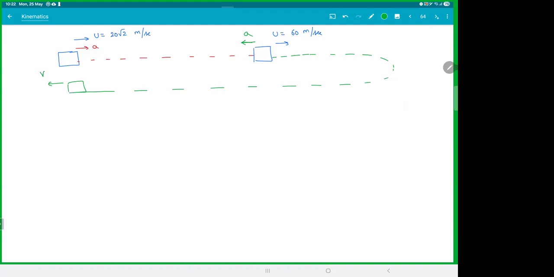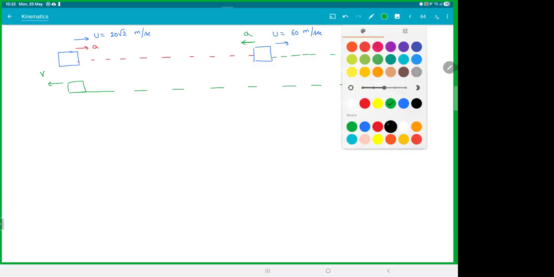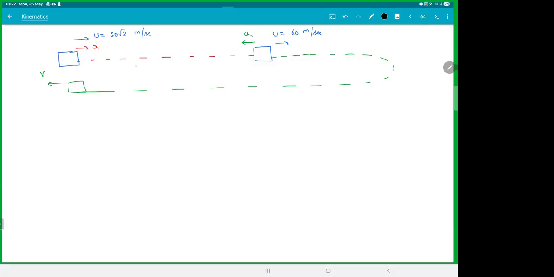This was the picture, right? So initially, what is this distance? I don't know. So let this distance be some s. Perfect. So let's write the equation for the first one. So v square minus u square is equal to 2as. So v will be 60 square, u will be 20 root 2 square, is equal to 2as. That's for the first part.